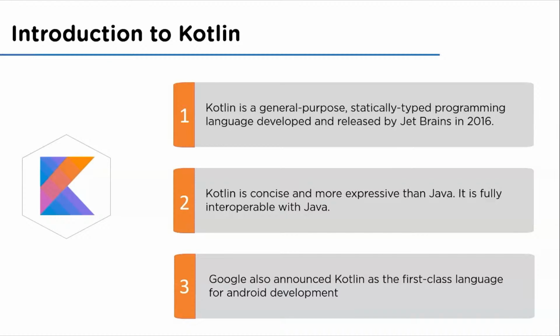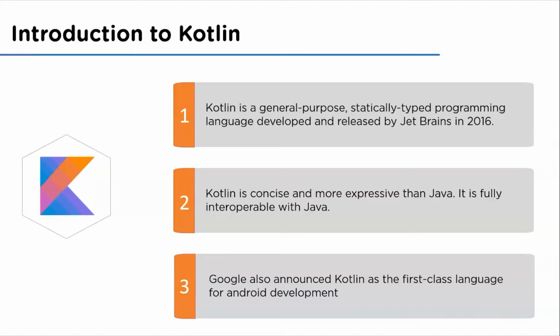This language is concise and more expressive than Java. It is fully interoperable with Java, and it is also said that the Kotlin language is made by extracting all the good parts of different programming languages like Scala, JavaScript, Java, C#, etc. Google also announced Kotlin as the first class language for Android development. So it is now an official language for the development of Android and is being opted for by many organizations across the globe.